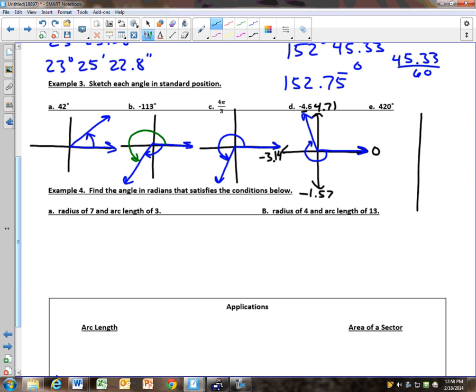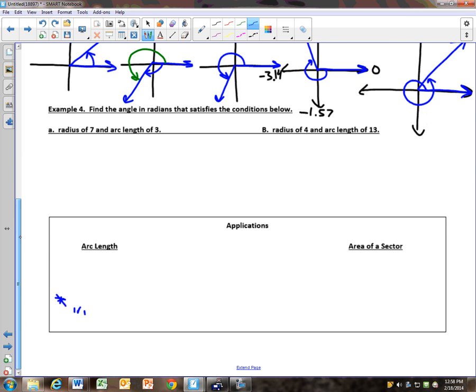420, what's different about that? Yeah, it's more than once around. How much more than once around is it? 60 more than once around. So I'm going to start here, and I'm going to go around once and 60 degrees more. So that's my angle. The only way that I know that I went 420 degrees is due to my little arrow circle thing that I drew. So that's what you have to draw. Any questions on those 5?